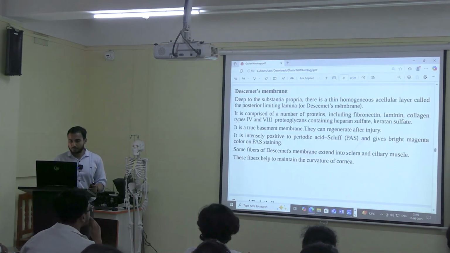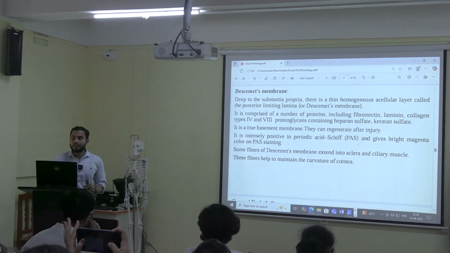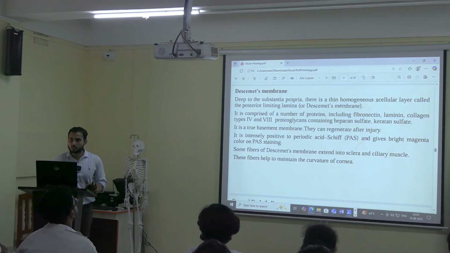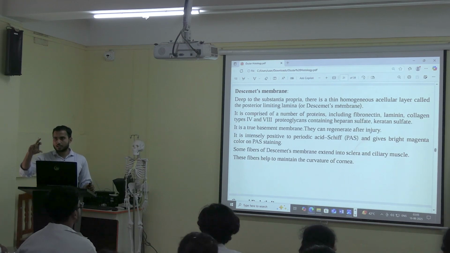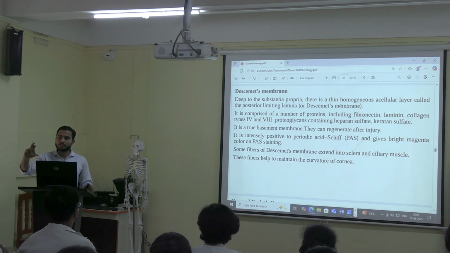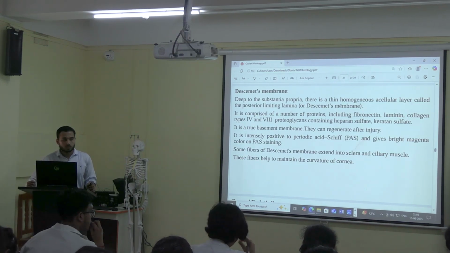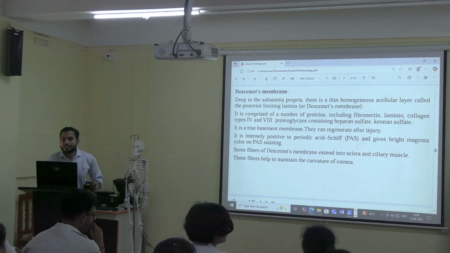Next is the Descemet's membrane. Till now we have not seen any blood vessel in the cornea, and as I have mentioned earlier, it is avascular. Avascular means it is not having any blood vessels. Okay. Now deep to the corneal stroma, so most of the thickness is made up of corneal stroma. इसके नीचे जो layer रहता है, that is called Descemet's membrane. It is also called the true basement membrane. Okay. It is homogeneous.